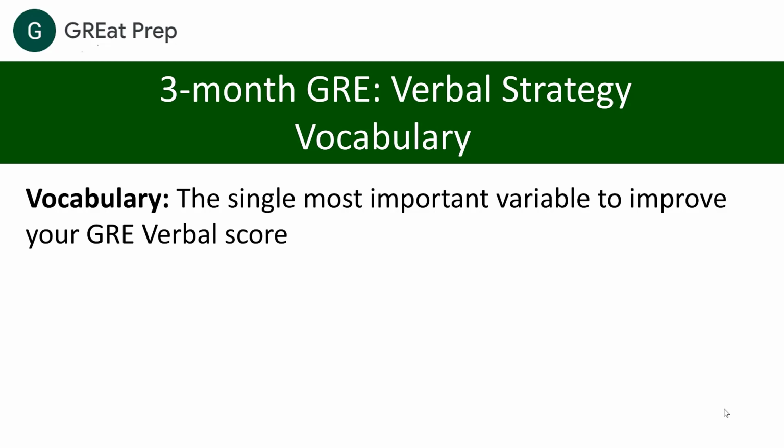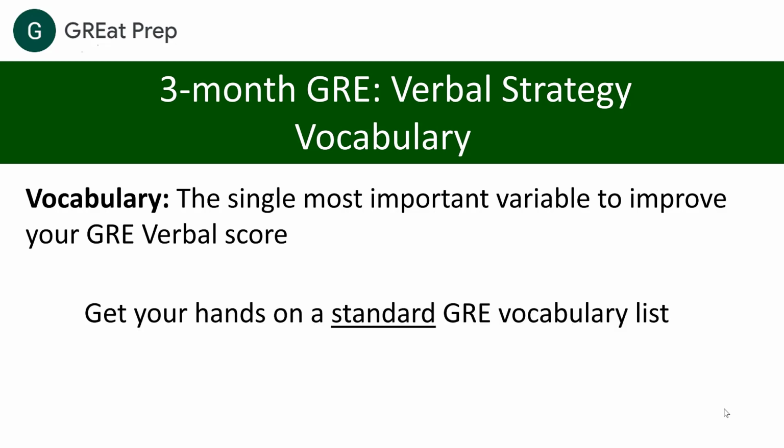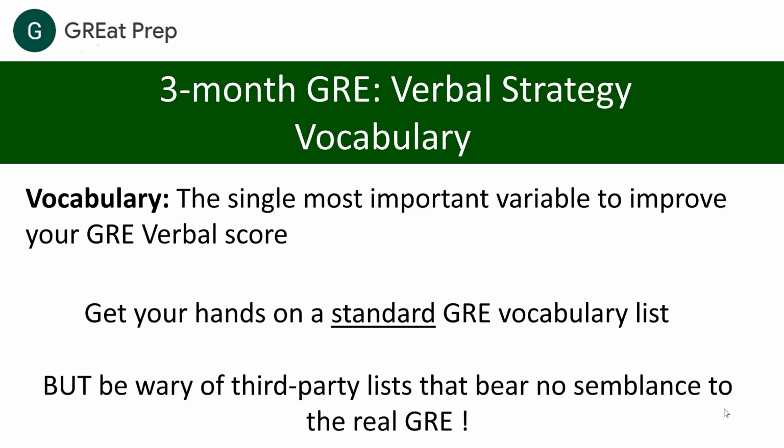Like I said, the vocabulary is the single most important variable to improve your GRE verbal score. The way to prep for the vocabulary is to get your hands on a standard GRE vocabulary list. Now, this is contrary to the usual advice that I give you on this YouTube channel, that is to be very wary of third-party providers. I will give you the same disclaimer again. Be very wary of third-party lists that bear no semblance to the real GRE.